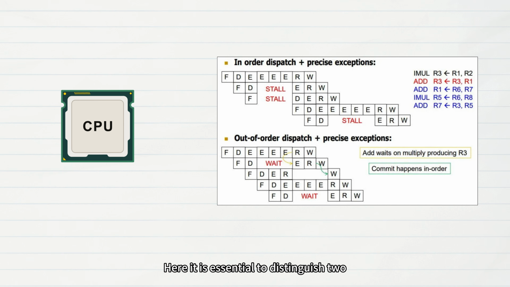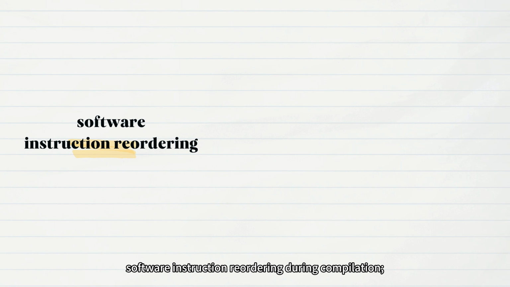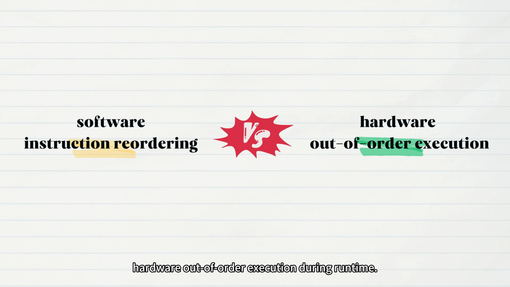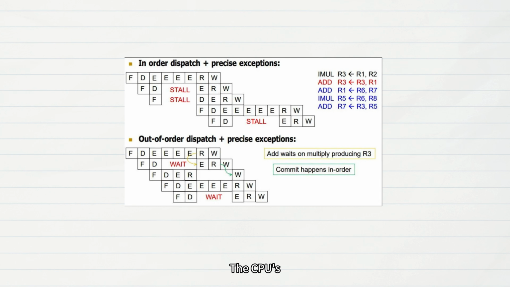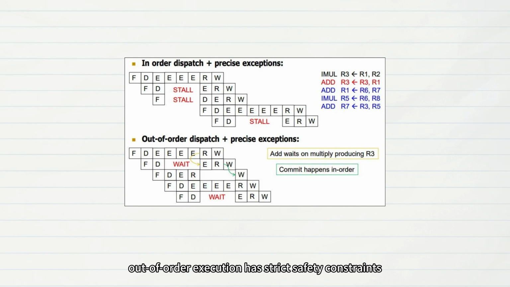Here, it is essential to distinguish two easily confused concepts. The compiler performs software instruction reordering during compilation. The CPU performs hardware out-of-order execution during runtime. The two act independently and jointly affect performance. The CPU's out-of-order execution has strict safety constraints and will never break the final result of the program.